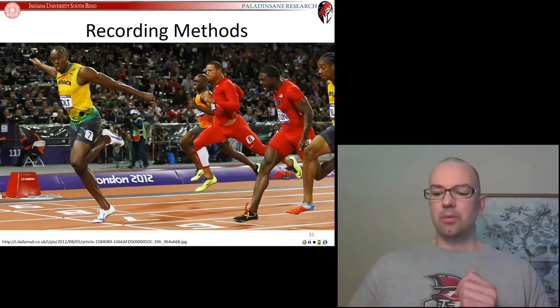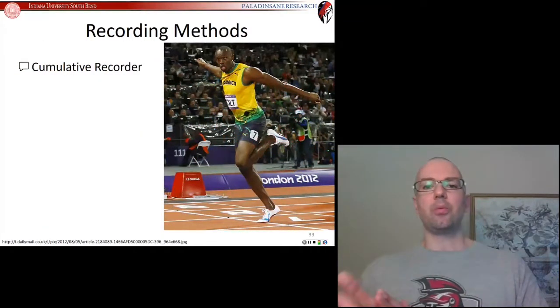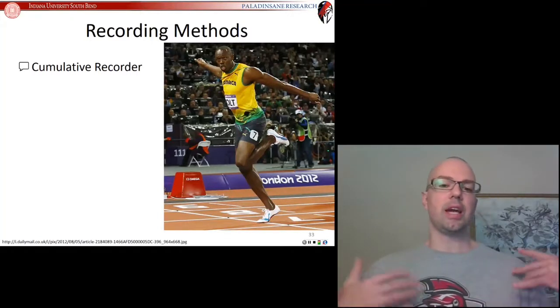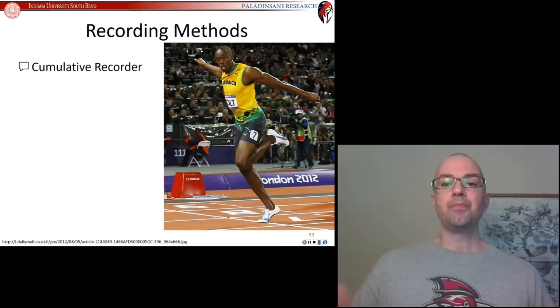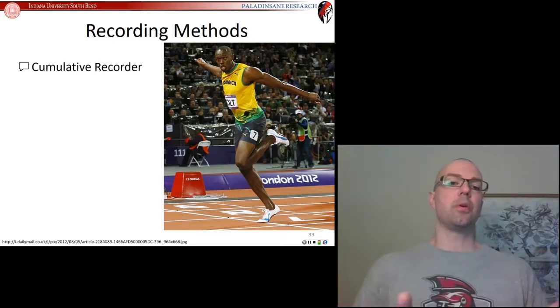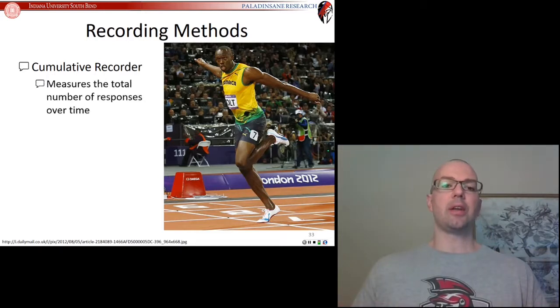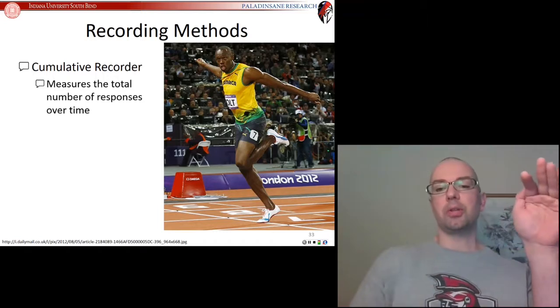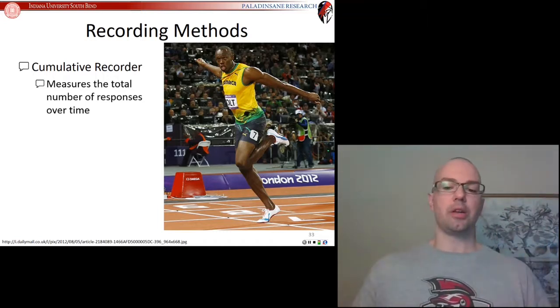So what we're going to do right now is take a look at the idea of the cumulative recorder. We were talking about rate of response, and a cumulative recorder is one of the ways of measuring that rate of response, because it measures the total number of responses over time. So if you measure the total number of responses, and you know the time, you can get the rate of response.